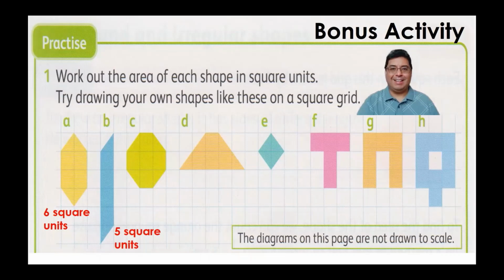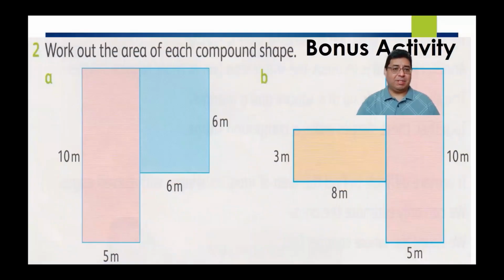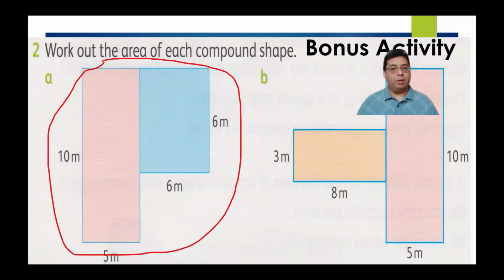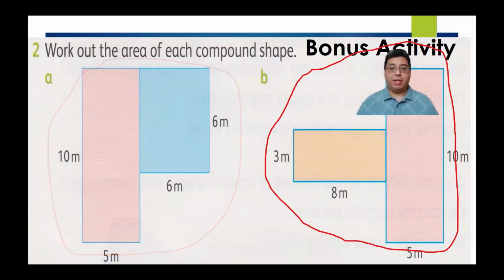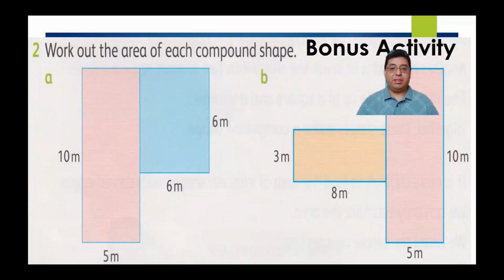Okay. Now, the second bonus activity is we want you to work out the area of each compound shape. Now, make sure you read this carefully because it's saying each compound shape. So they don't want you to give me the area for just one shape, but both shapes here for A and both shapes here for B, okay? So make sure you're reading that carefully, all right?